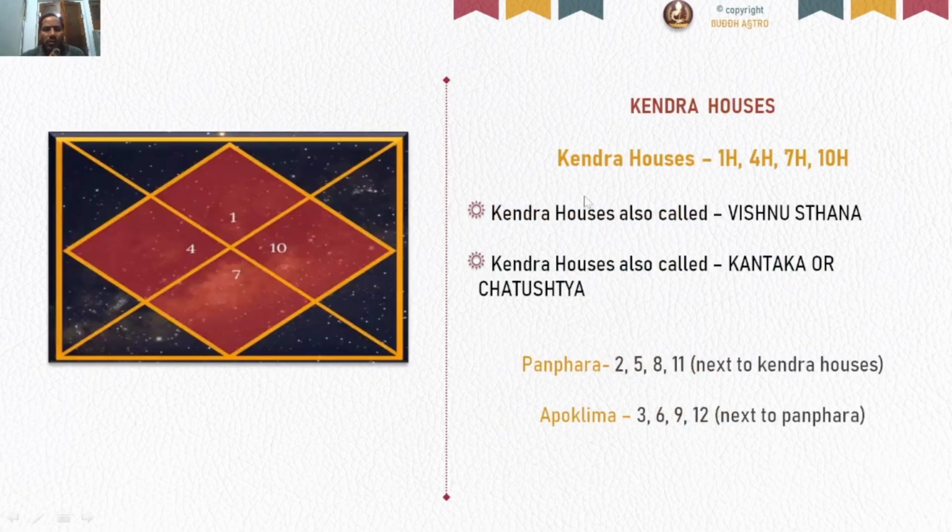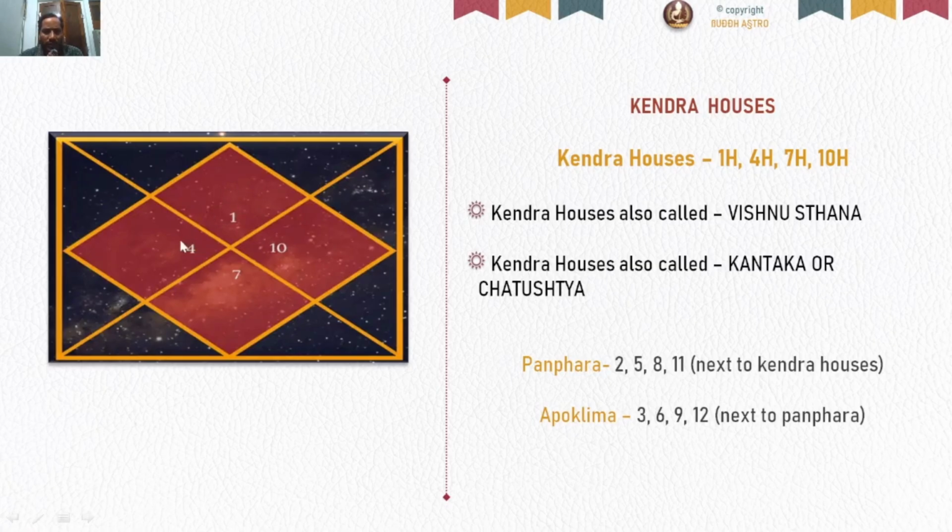Let's see. Now, houses have been classified into several groups. First is the Kendra houses. What are the Kendra houses? In any horoscope, the first house, fourth house, seventh house, and tenth house. These four houses will be known as Kendra houses. We also call these houses Vishnu Sthana, Lord Narayan Sthan. Classics also say that Kendra houses are known as Kantaka or Chatushta. Chatushta means a group of four.